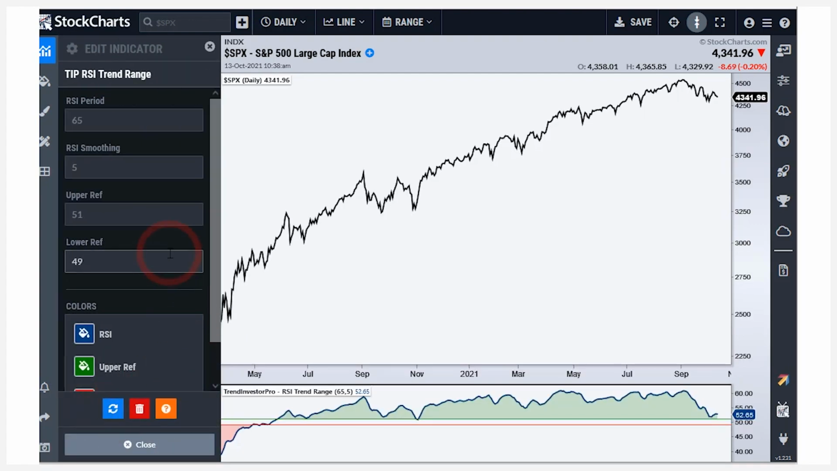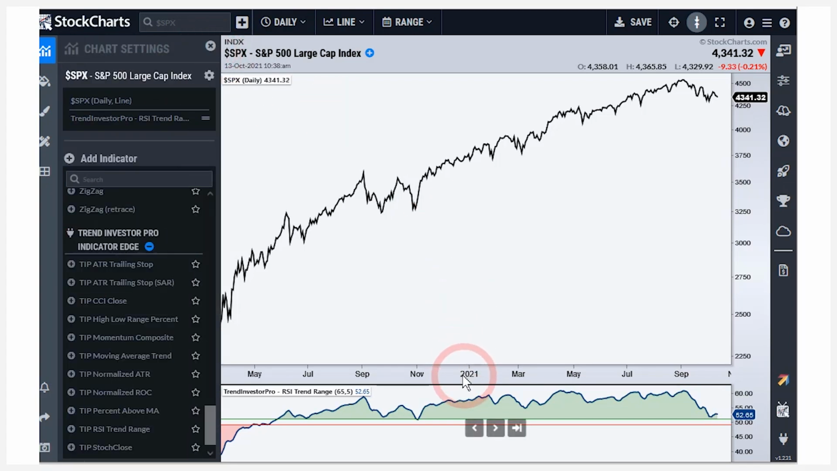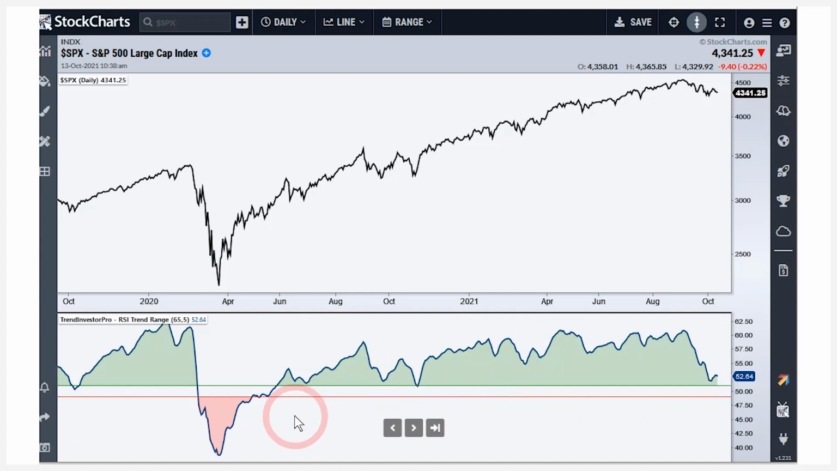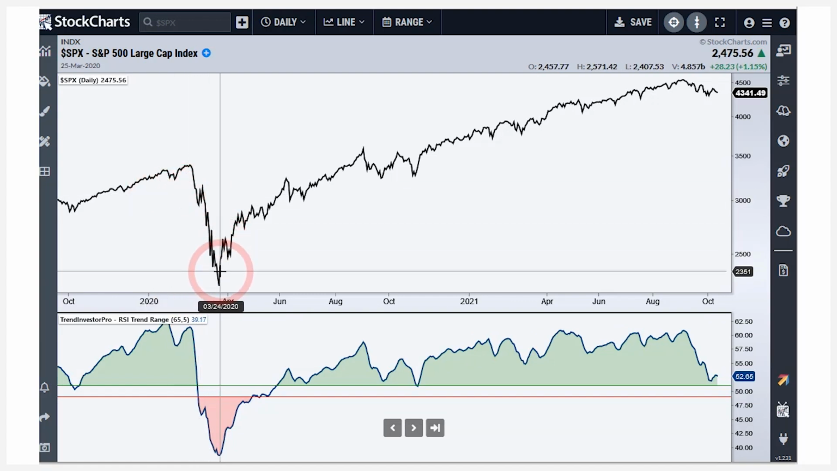Now, the default settings are 65 periods for RSI, a 5-period smoothing, 51 for the upper line, and 49 for the lower line. So let's see what that looks like. So I'm going to go ahead and close that up and then open this a little bit. So we can see here that as far as this setting is concerned, we got an uptrend signaled. Get the crosshairs on there so we can get it exactly right on May 28th. And we got a downtrend signaled on the 28th of February, just before the COVID crash there. So that was pretty timely.